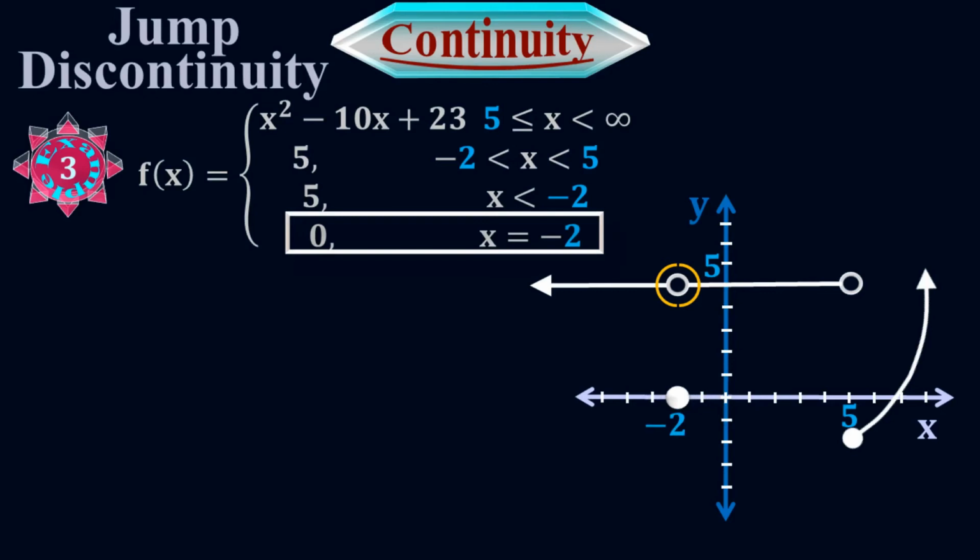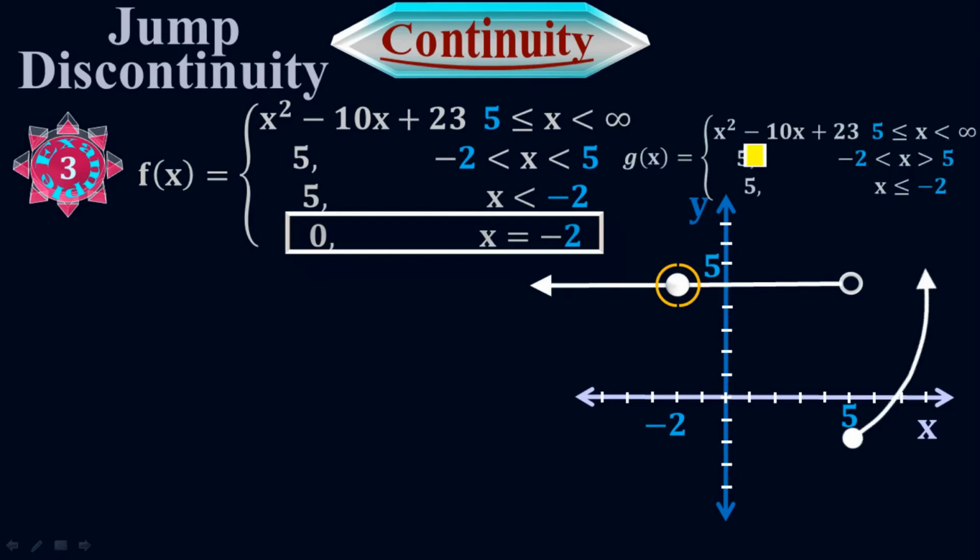What I'm going to do here, I'm going to move this fill-in circle up for the empty circle to become a fill-in circle. Now I have no more discontinuity here. These two pieces of the graph are connected to each other because of this fill-in circle. So I have removed this hole discontinuity. It is a removable discontinuity. Therefore, my new equation will be g of x: x squared minus 10x plus 23, 5, and 5. I have no more 0 here because this fill-in circle, which is 0, has been shifted up here for the empty circle. Therefore, I don't have 0 anymore.